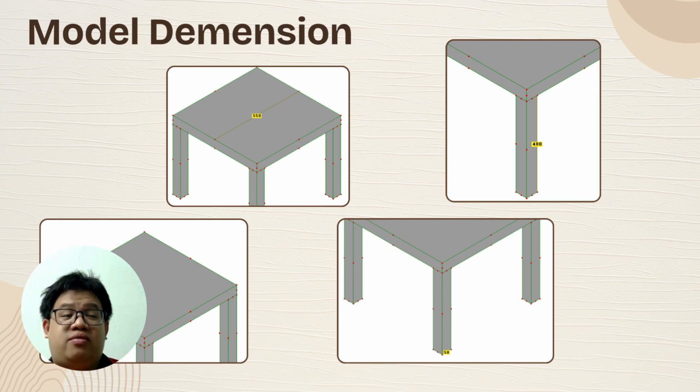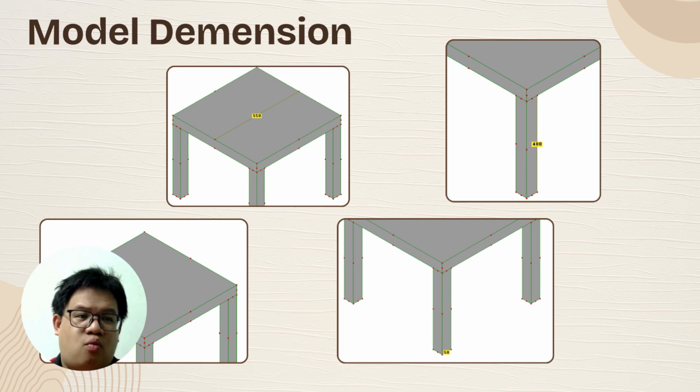So in the part two slide, we already showed the model design and also the model detail. Now we come to the model dimension. The actual height of this table is 450 millimeter, but the top 50 millimeter is the thickness of the top surface. So we only measure 400 millimeter as the leg height. For the feet, the width and length are both 50 millimeter. And the total length of the table is 550 millimeter in both length and width.